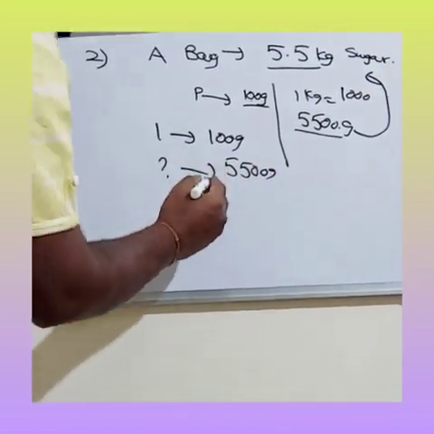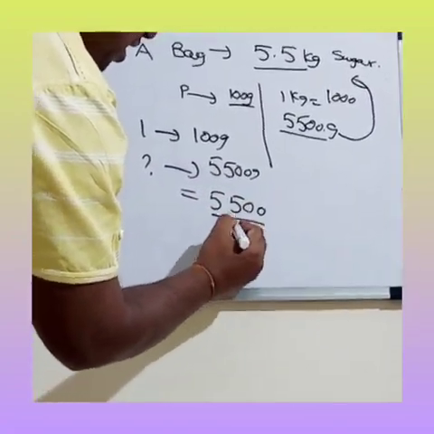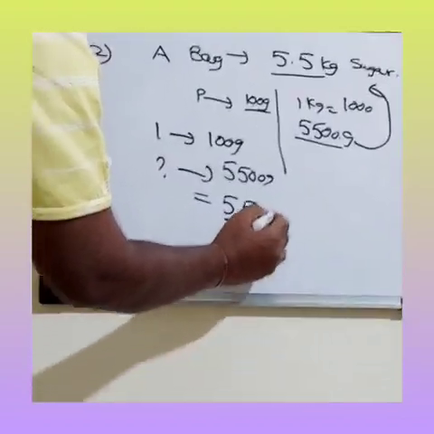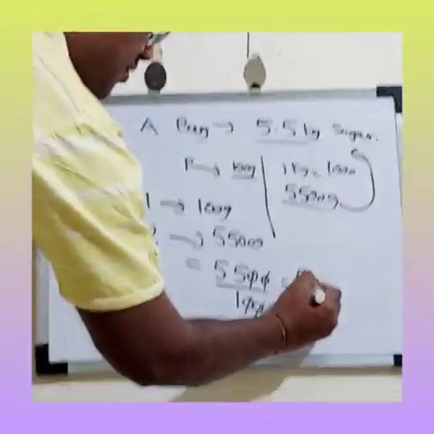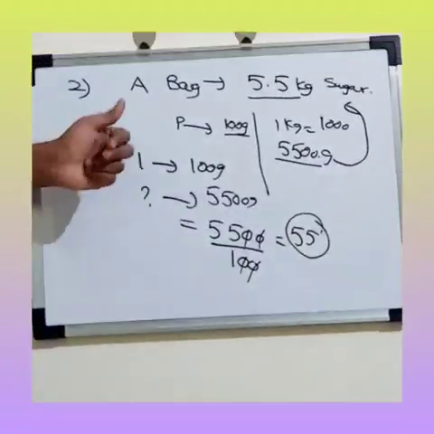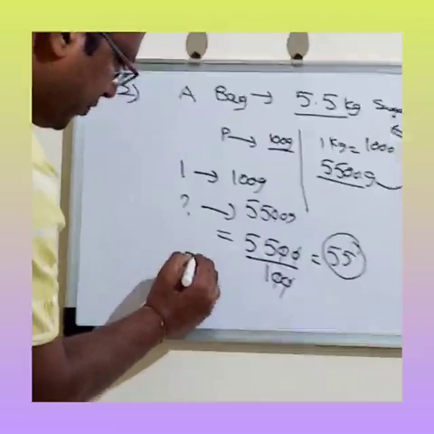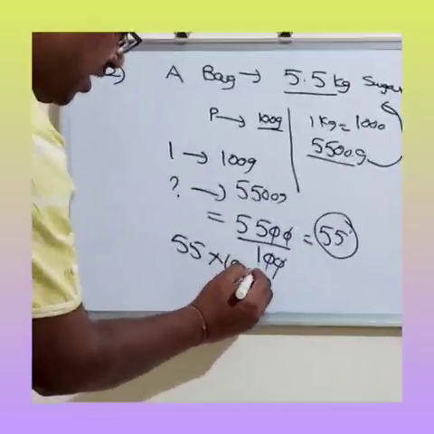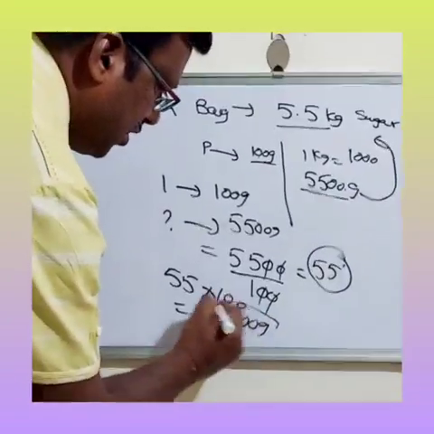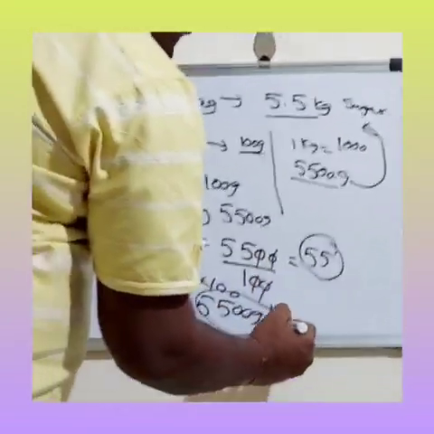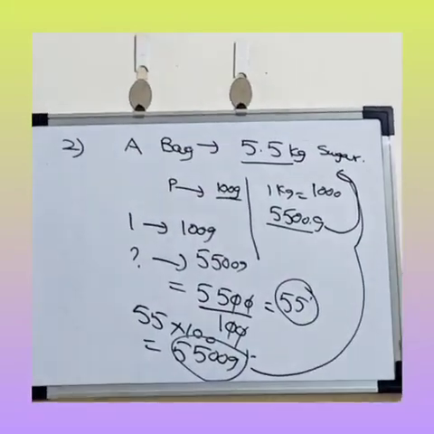Simple logic. 5500 divided by 100. Cancel the zeros. What is the answer? A total of 55 packets. How can you judge that your answer is correct? When you multiply 55 by 100 again, it gives the value 5500 grams. So the answer is correct, because the total bag contains 5.5 kgs of sugar.